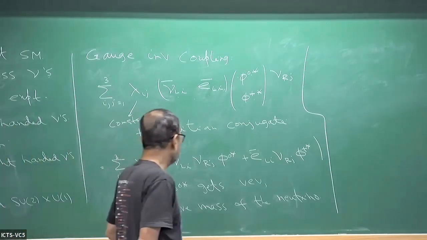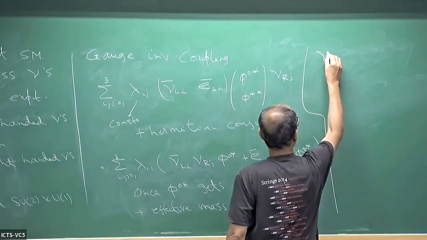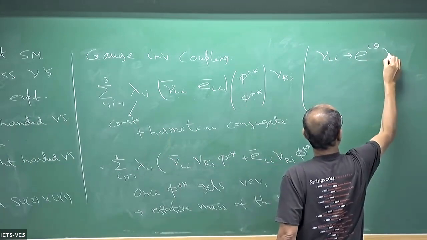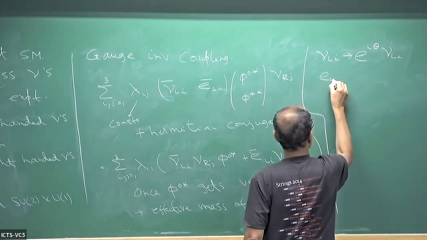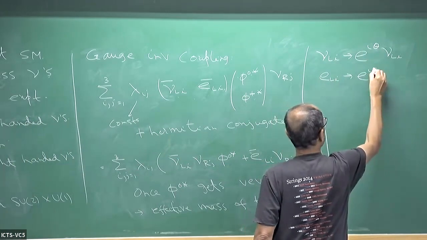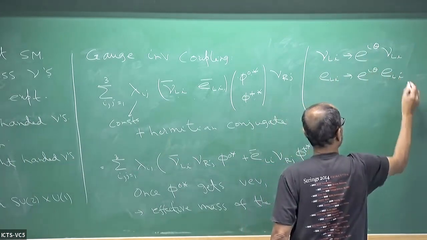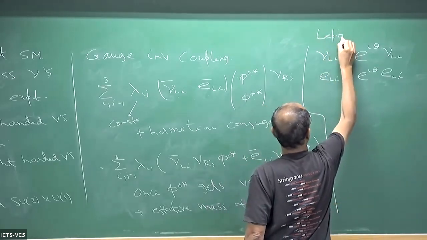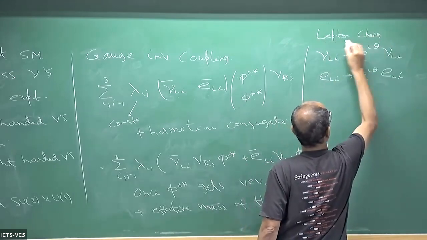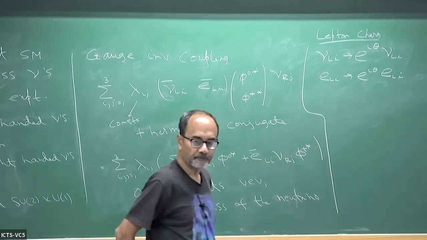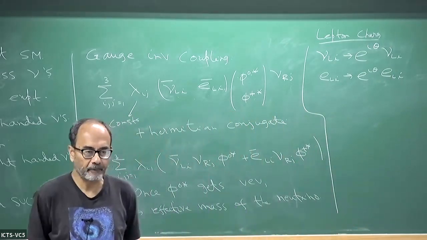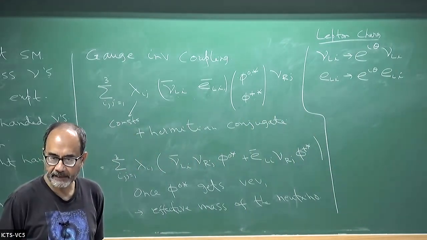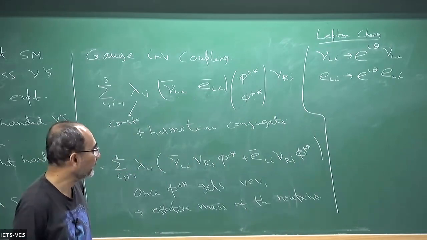And so for this, we already know that nu_Li goes to e^{i theta} times nu_Li, e_Li goes to e^{i theta} times e_Li. So this is a lepton number, lepton charge. Lepton charge comes from symmetries of this kind. And since I'm talking about a total lepton number, I have not used different phases. I have used the same phase for all leptons. If you want to have different phases, you have to introduce theta_i there.